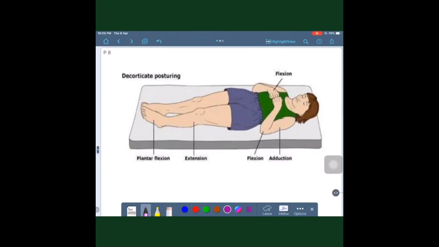So you can see, same as in decerebrate, we have adduction and internal rotation of shoulder, but flexion of elbow and flexion at wrist and flexion of fingers. Then extension and plantar flexion are the same as in decerebrate rigidity.